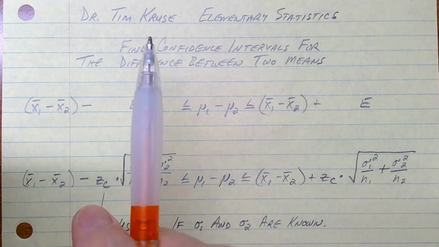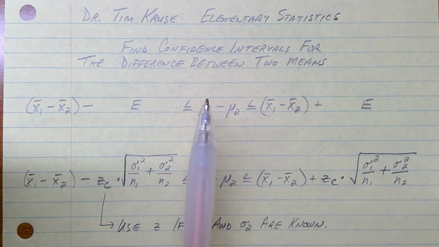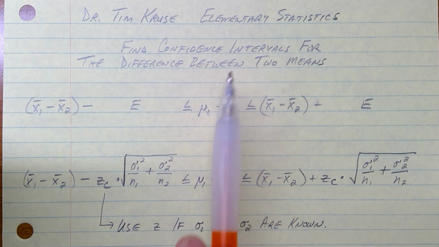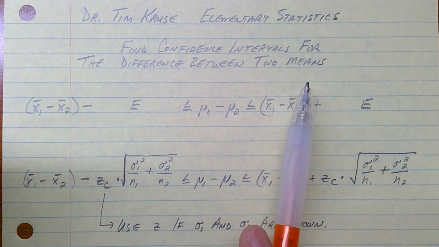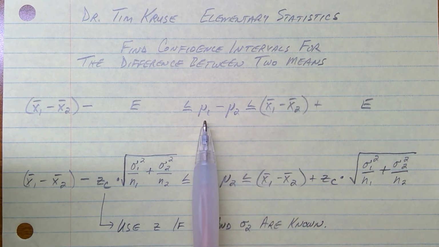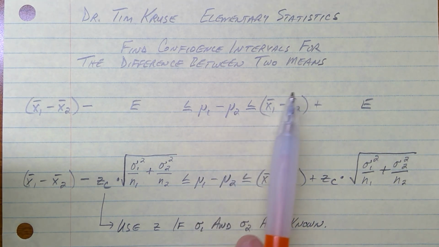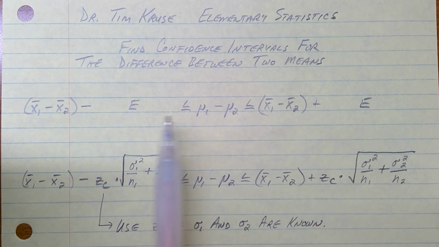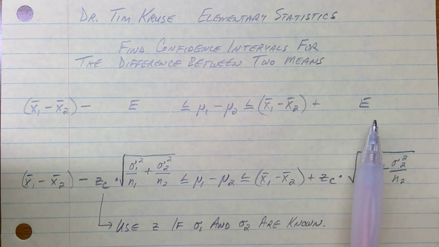Hi guys, this is Dr. Tim Kruse, Elementary Statistics. In this lesson, I'm going to demonstrate how to find confidence intervals for the difference between two means, two population averages. Mean means average. We're going to use a formula that in general form looks like this.